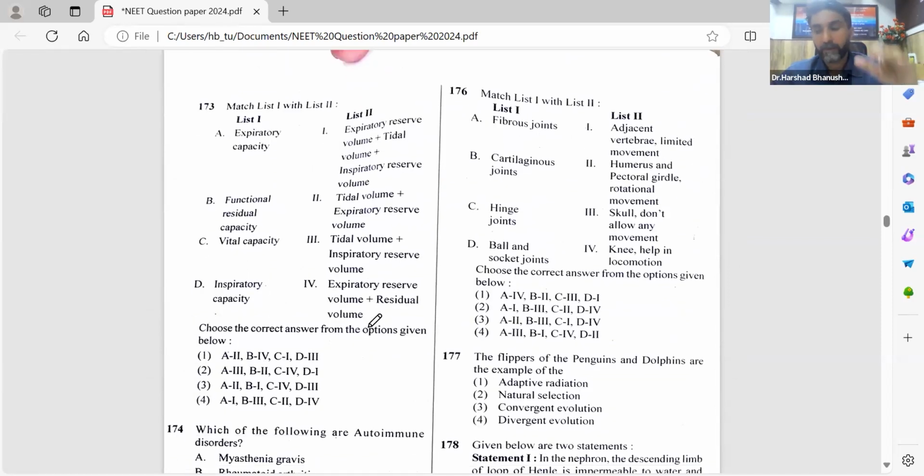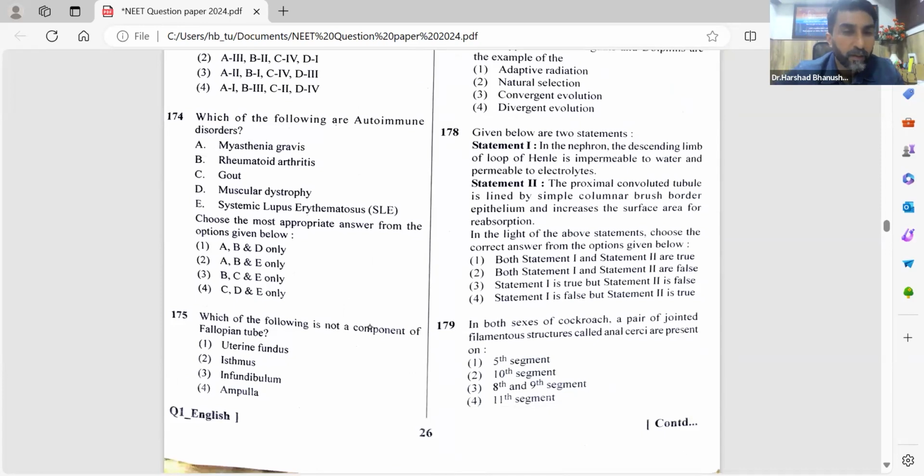Now, expiratory capacity is an example of expiratory reserve volume plus the tidal volume. So it will be 2. So A would be 2. Functional residual capacity is the expiratory reserve volume plus the residual volume. So B would be 4. Vital capacity is all the 3. So C would be 1. And inspiratory capacity would be an example of tidal volume plus the inspiratory reserve volume, that is D would be 3. So 2413 would be the answer.